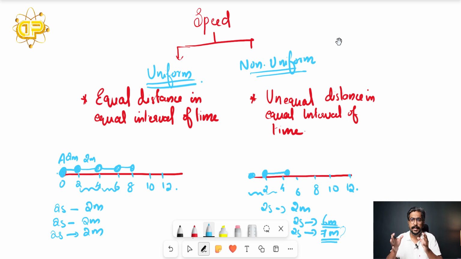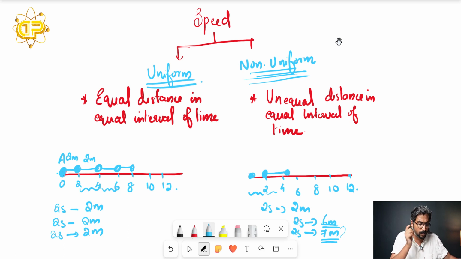That is, there is a discrepancy, a difference in the movement; they are not covering equal distance. So we can say that this is a non-uniform speed. So that's all about uniform and non-uniform speed.